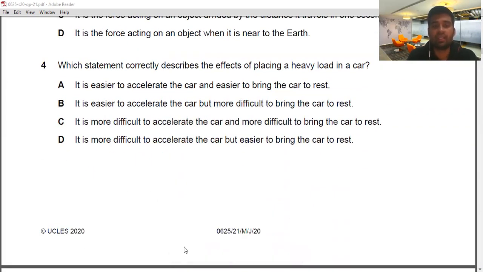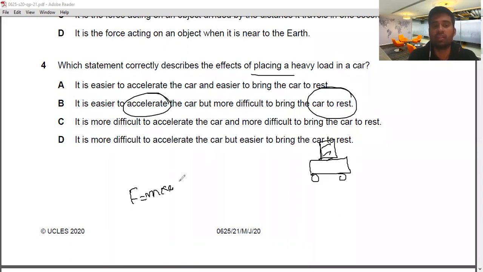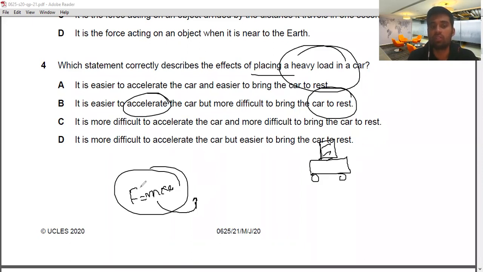So which statement correctly describes the effects of placing a heavy load on a car? Assume you have a car here and you place a heavy load. So how difficult will it be to accelerate or to stop the car at rest? We know the formula of force, which is mass into acceleration. So if you increase the mass, that means if you put a heavy load, the force applied to give it an acceleration or to bring it to rest will also increase if a heavy load is applied. That means C will be the correct option.